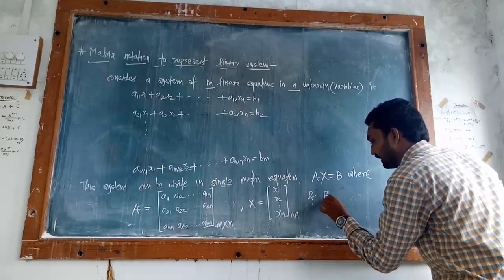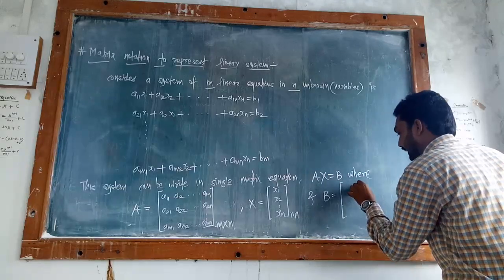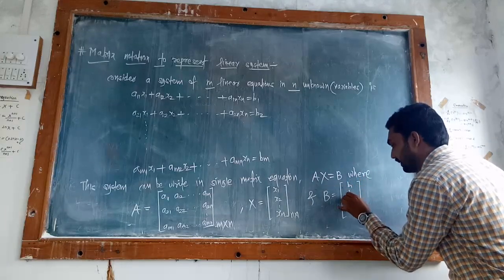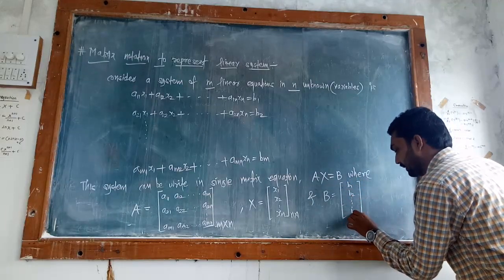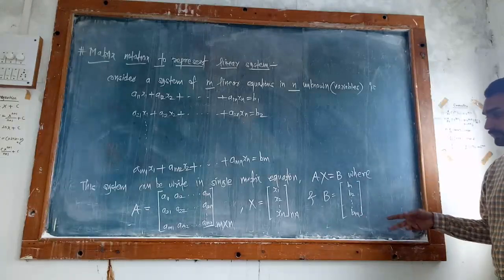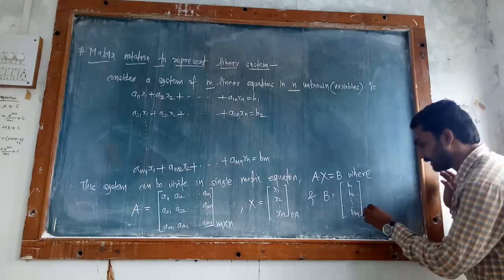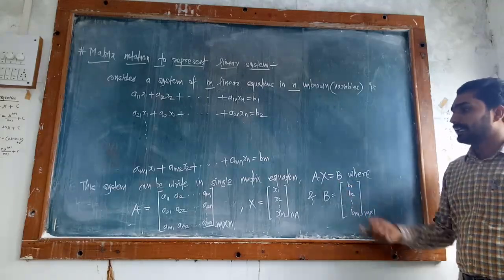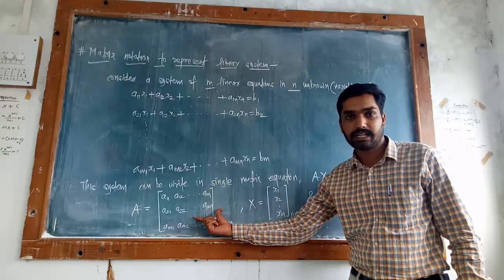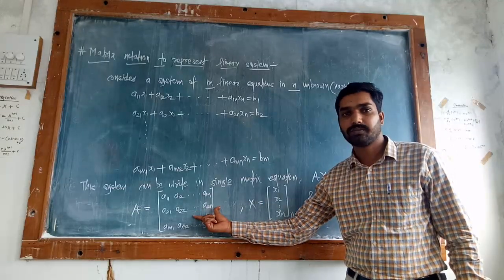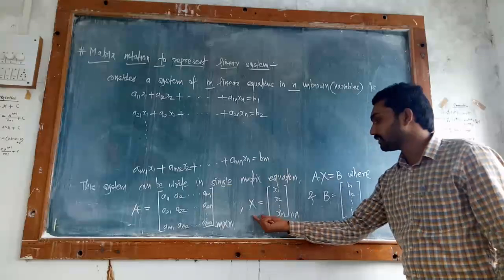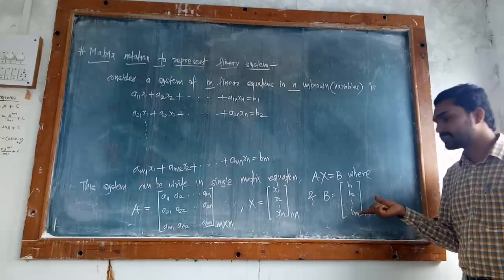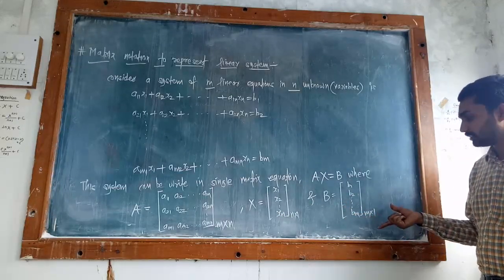And capital B is again a column matrix, of constants: b1, b2 up to bm. How many rows? m rows. And how many columns? One column. Here matrix A is called the coefficient matrix of the system. Capital X is called the column matrix of unknowns, and capital B is called the column matrix of constants.